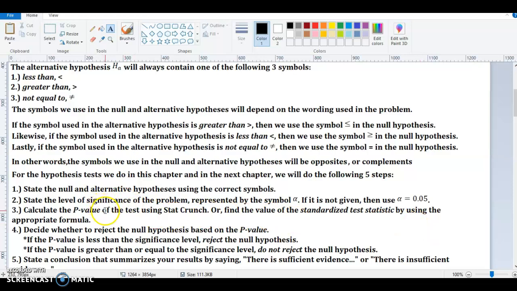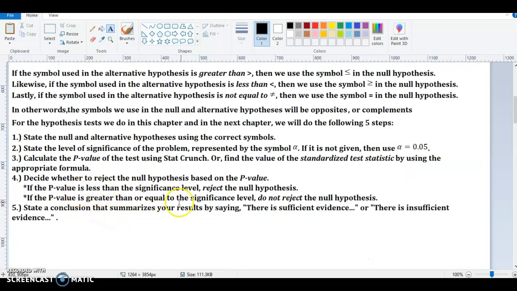Okay, we'll talk about that when we do the examples in section 7.5. All right, step 4, we're going to decide whether to reject the null hypothesis based on the p-value. So if the p-value is less than the significance level, we reject the null hypothesis. Likewise, if the p-value is greater than or equal to the significance level, we do not reject the null hypothesis. And then lastly, in step 5, we state a conclusion that summarizes our results by saying there is sufficient evidence or there is insufficient evidence.